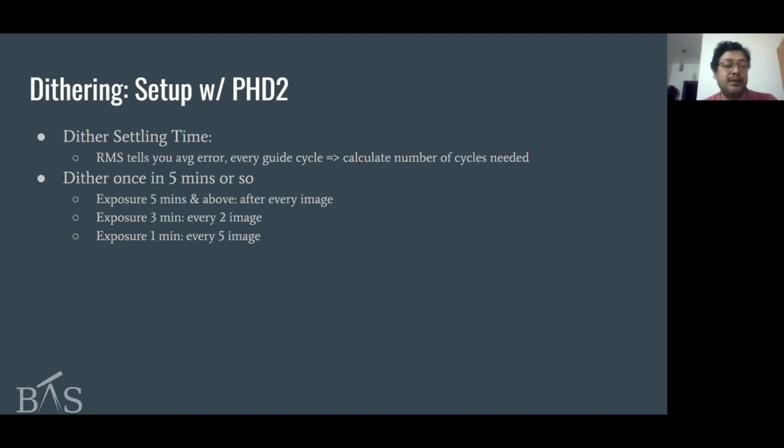Now, on what basis do we dither? Do we dither every frame, or every certain number of frames? There are some recommendations. If you have exposures of 5 minutes and above, you dither after every frame. 30 seconds on top of 5 minutes doesn't make much of a difference. Your 5 minute exposure will become 5.5 minutes in total, including the dither. If your exposures are around 3 minutes, you dither every 2 images. So basically, you dither once in 5 minutes. That's how the algorithm goes.